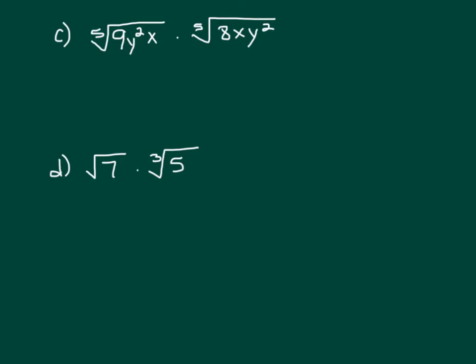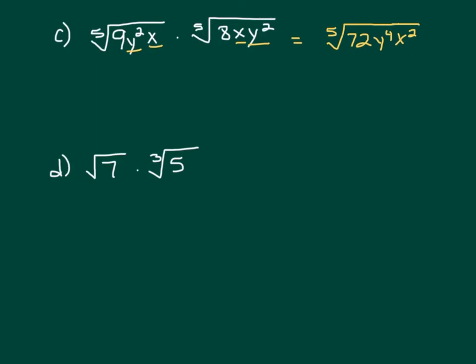On C, the fifth root of 9y squared x times the fifth root of 8xy squared is going to give me the fifth root of 9 times 8 is 72. Y squared times y squared is y to the fourth, and x times x is x squared. And again, it doesn't matter which order you put the variables, so you could have also put the fifth root of 72 x squared y to the fourth, and that's also acceptable.